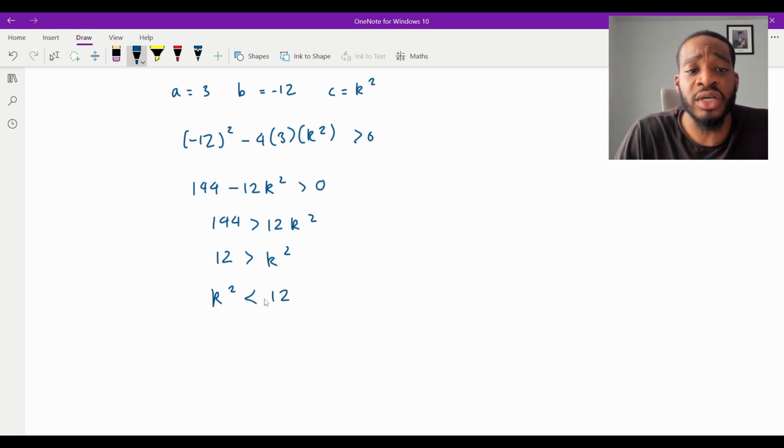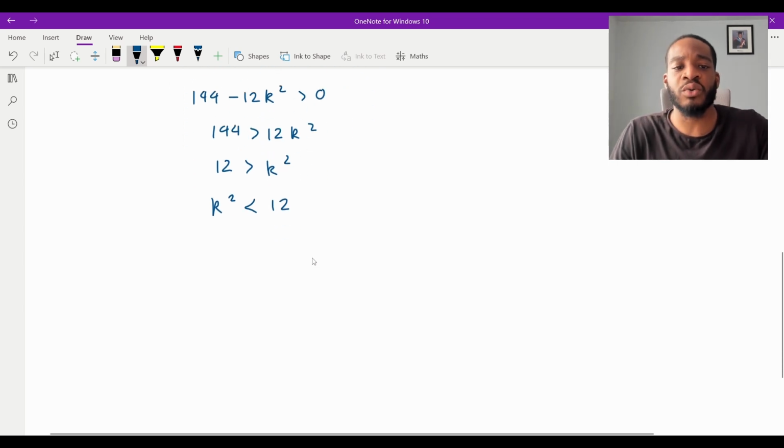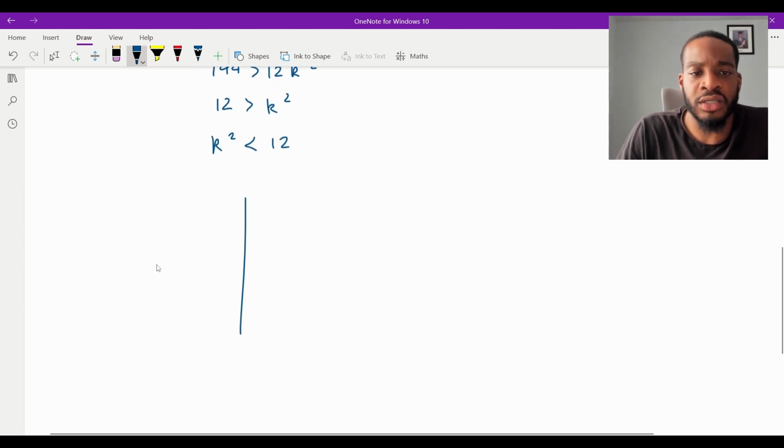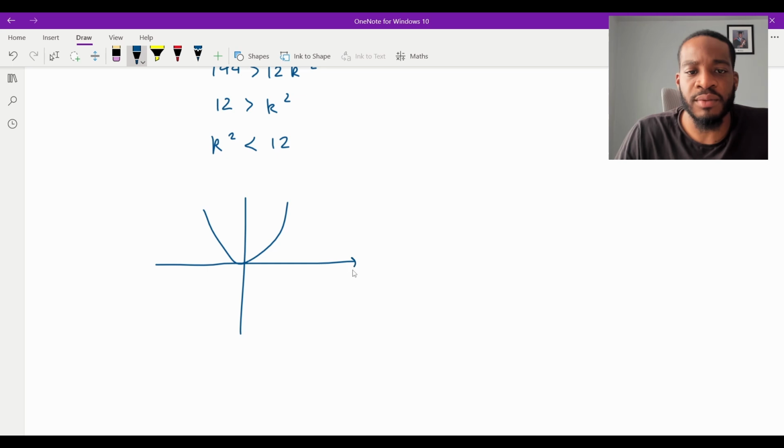So I need to solve this quadratic inequality, right? How do I solve quadratic inequalities? Just sketch it. Hold on, let me make this a bit neater. Like that. This is the graph of k squared. So let's just say this was the k-axis, and this is y. This is the graph of y equals k squared. And I want it to be less than 12. So when is it equal to 12? It's going to be a horizontal line there.